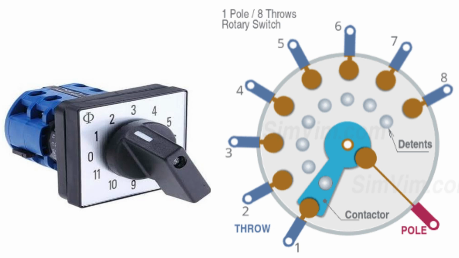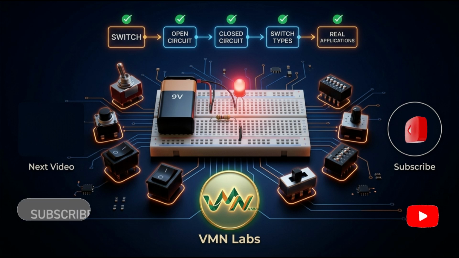Don't worry too much about terms like single pole and 8 throw for now. We'll learn about poles and throws in a dedicated video. For now, just remember that a rotary switch allows us to select one connection from multiple available terminals. And that's it for this lesson.